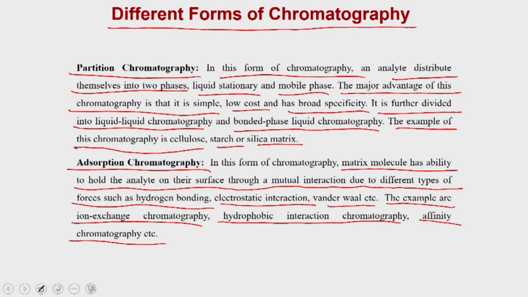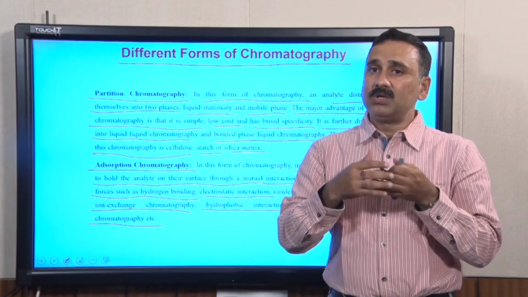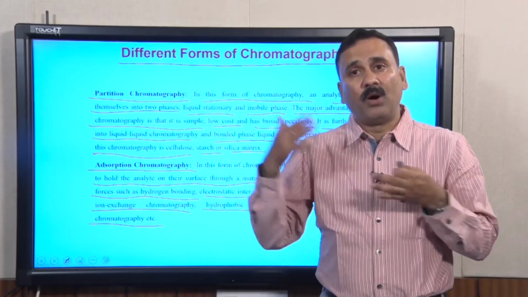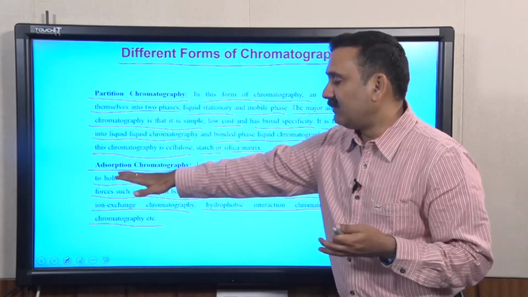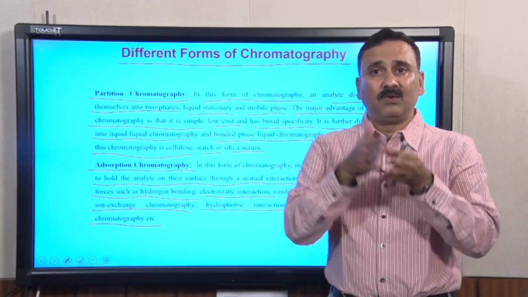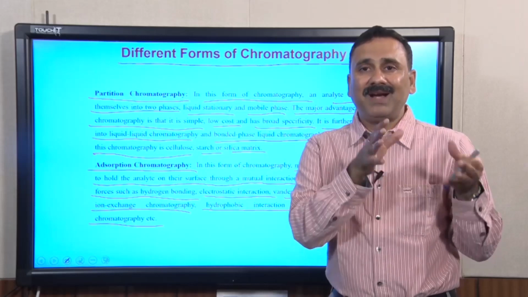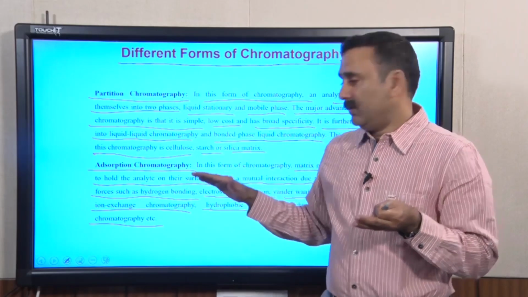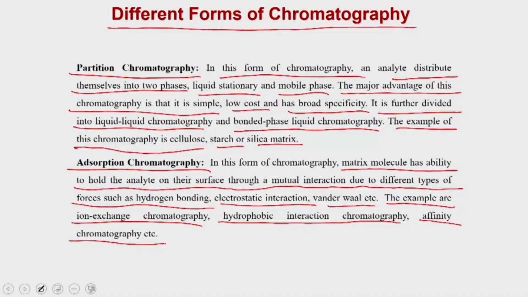The difference between partition and adsorption chromatography is that in partition chromatography the molecule distributes into the two phases but does not adsorb, whereas in adsorption chromatography one of the phases is the matrix phase, where the molecule adsorbs through non-bonded interactions, for example hydrogen bonding, electrostatic interaction or van der Waals forces.